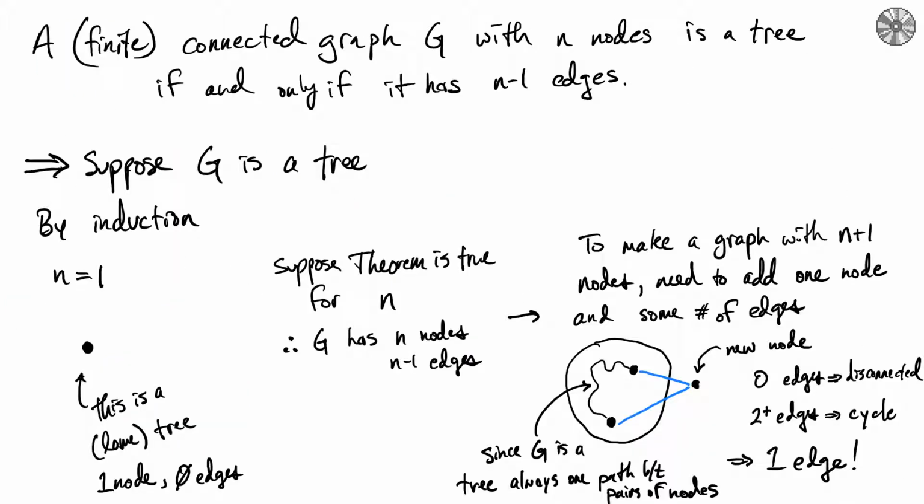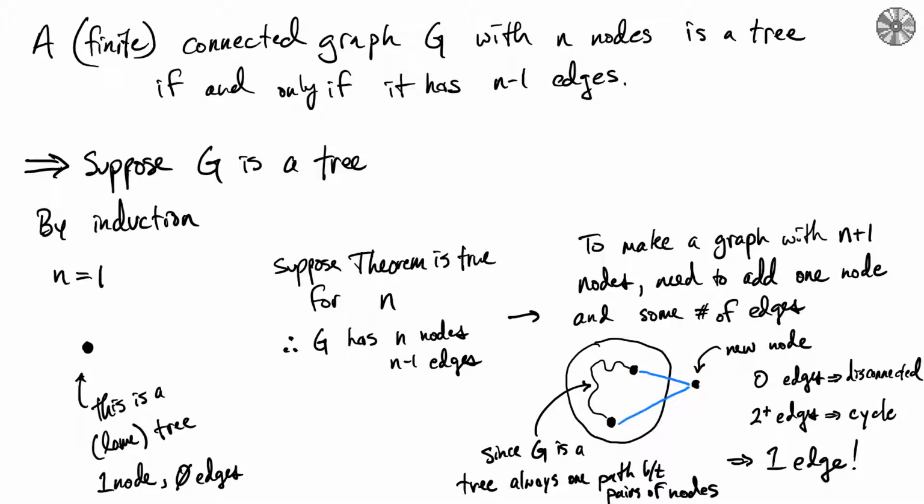So now I'd like to use a tree as a vehicle to show you what a proof could look like in the context of a graph or a network, just to start to see how we might prove and understand things in a slightly more rigorous fashion. The statement we're going to prove is that a connected graph G with n nodes is a tree if and only if it has n minus 1 edges.